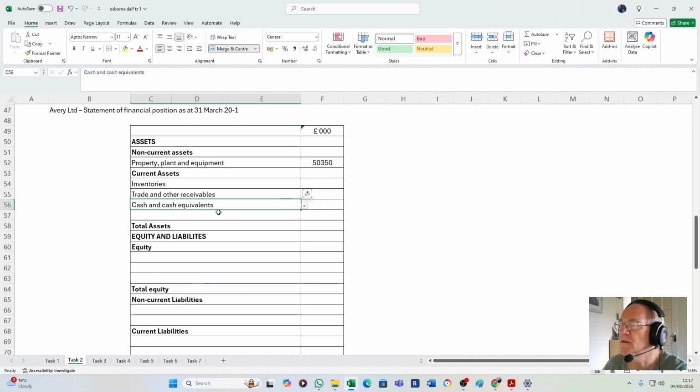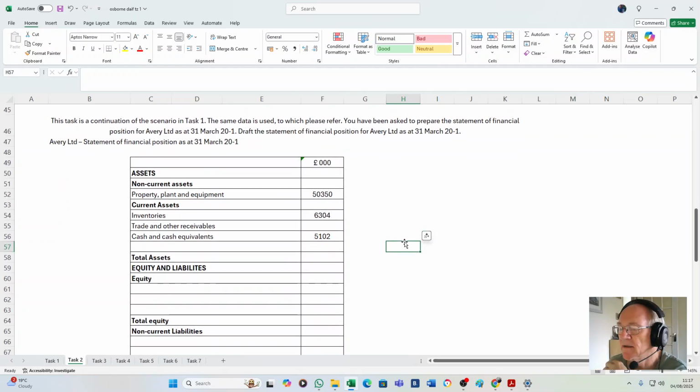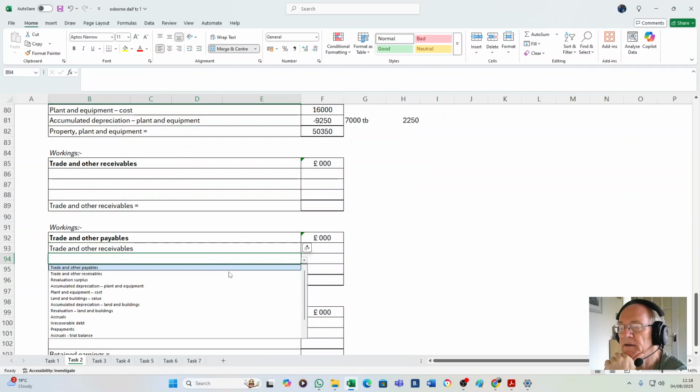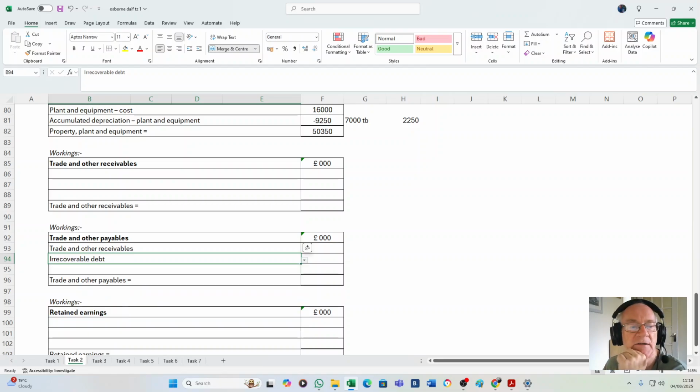This one's not too hard because just remember 6304 is the note version, not the opening version, and the cash is also off there. However, if you remember in the trade and other receivables, there are some workings out to do. We've got irrecoverable debts in the notes.